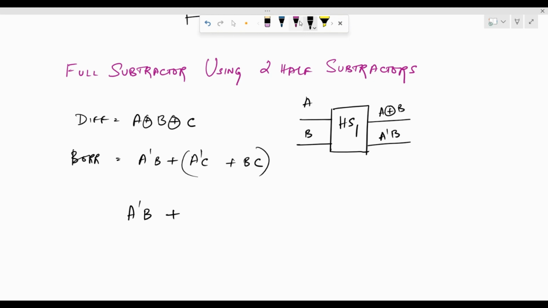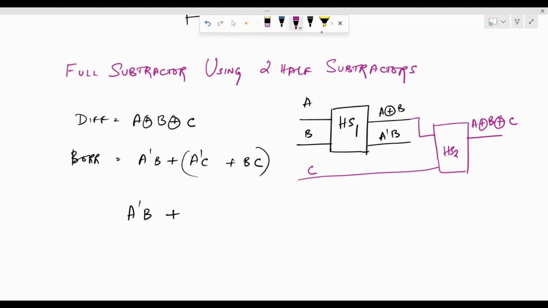Now we are going to have another half subtractor over here, and one of the inputs to it is surely going to be C, and the other one is surely going to be A XOR B. That's because we know that whatever we send into this black box, the difference is going to be the XOR of its inputs. So if one of the inputs is A XOR B, it will be XORed with the second input. So that's C in this case.